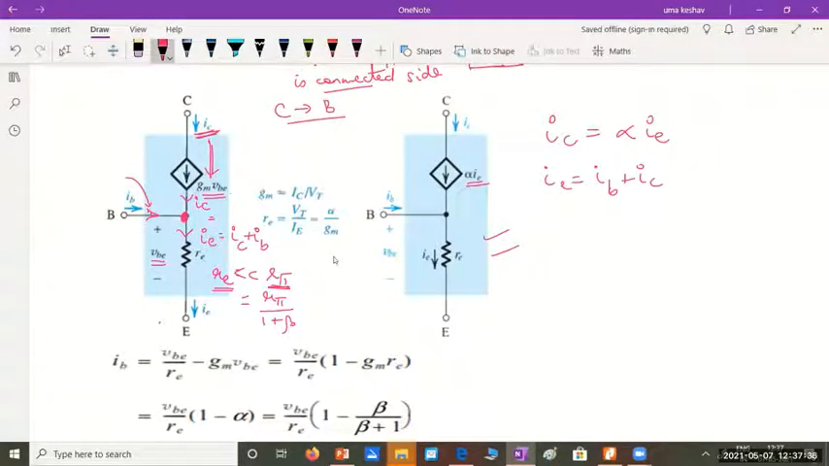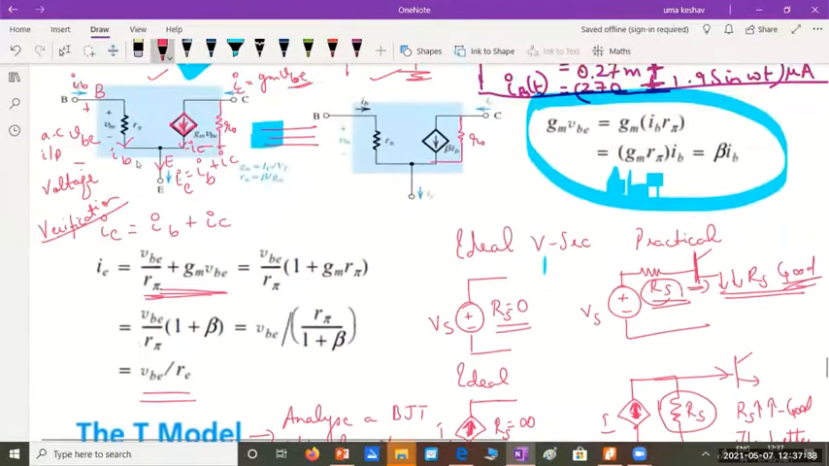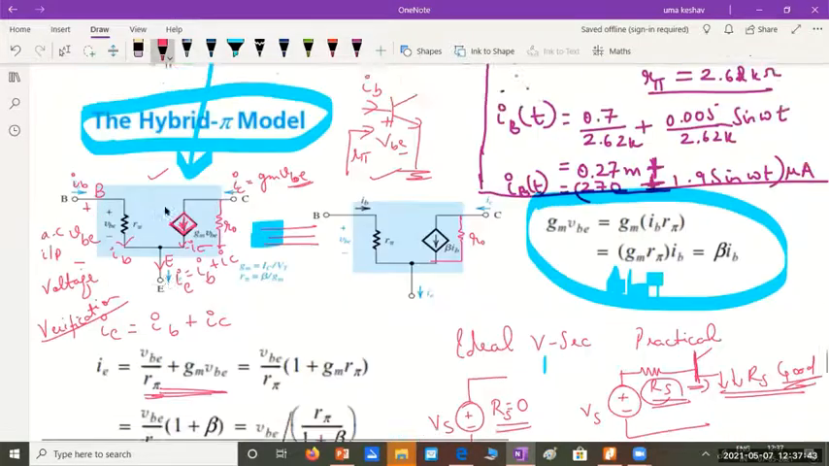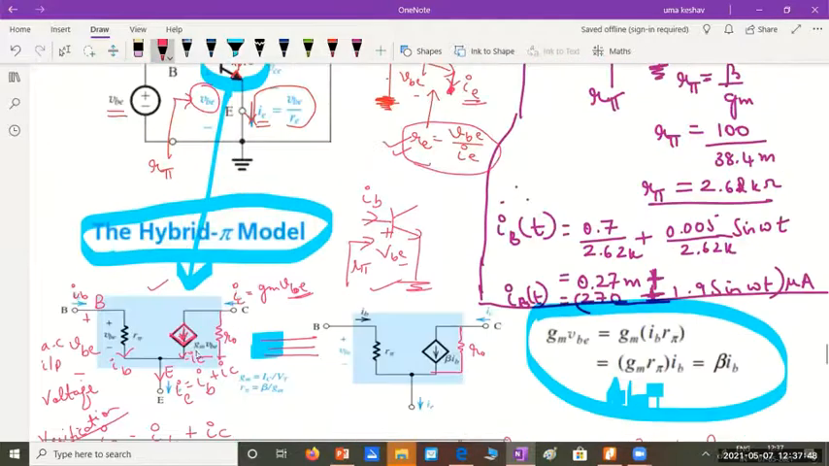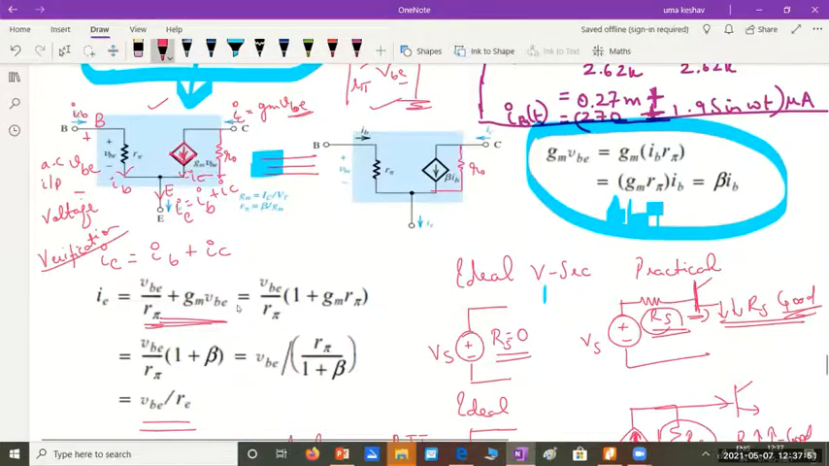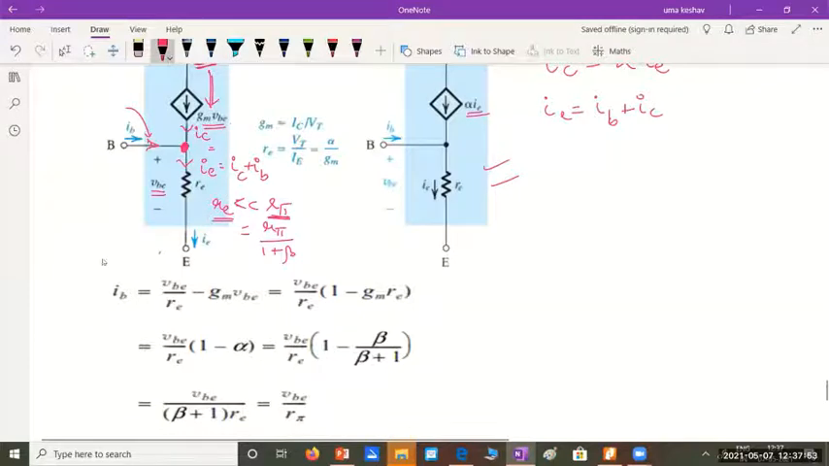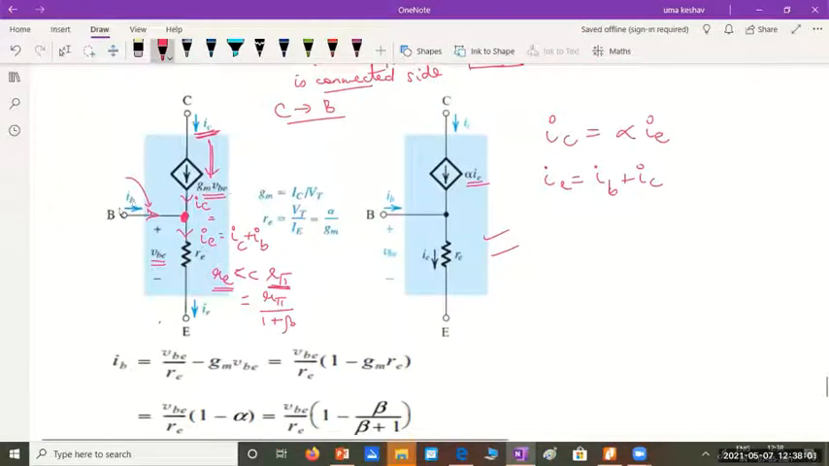And in this, like in the previous case, we were not sure whether the value of emitter current would match what we derived. The value of emitter current here had to be VBE by RE. We proved that here. In this case, we have to show that the value of base current is VBE by R pi. So to prove that, what would you do? What would be the value of this current IB if I apply KCL at this node? Can you tell me what is the KCL equation at this node?